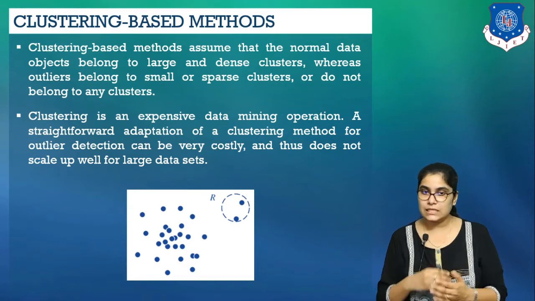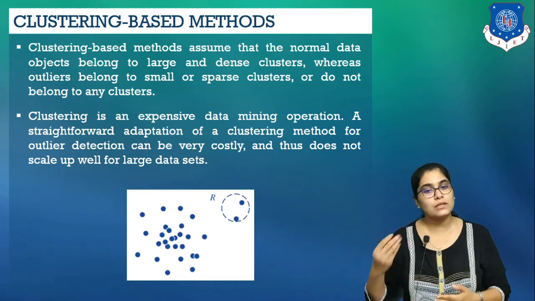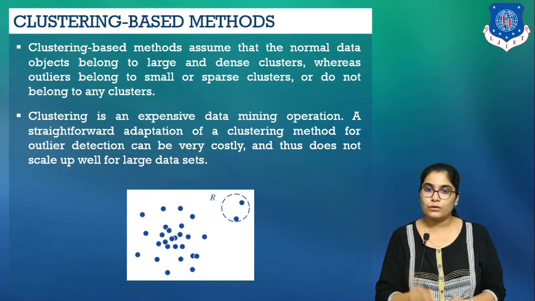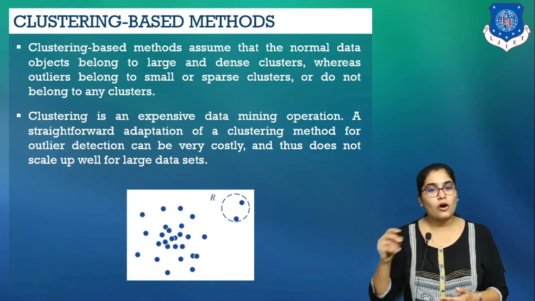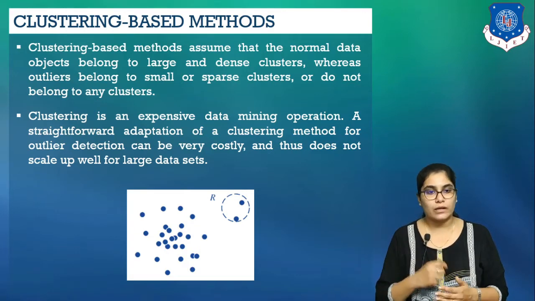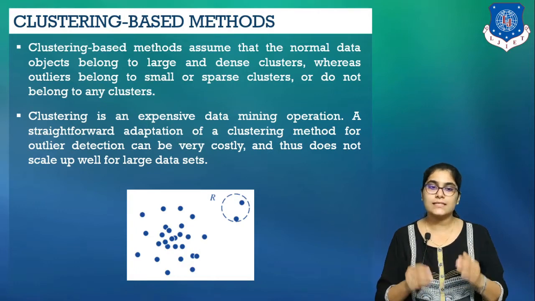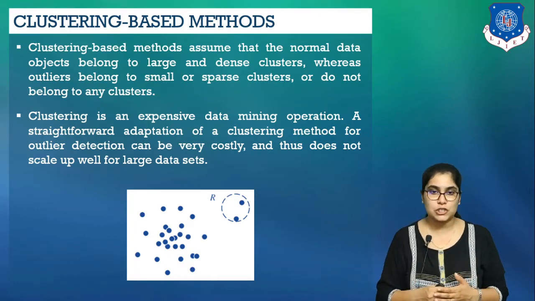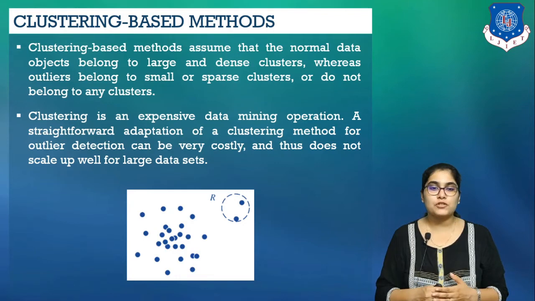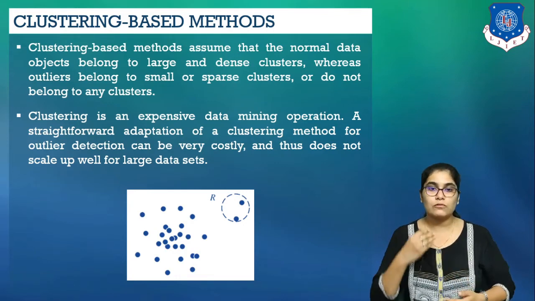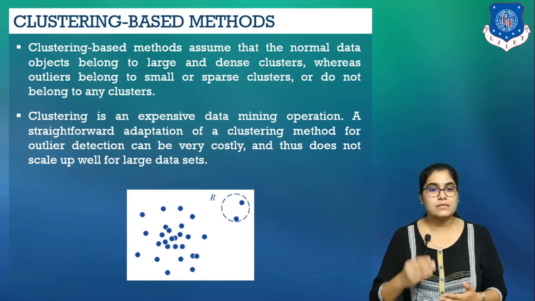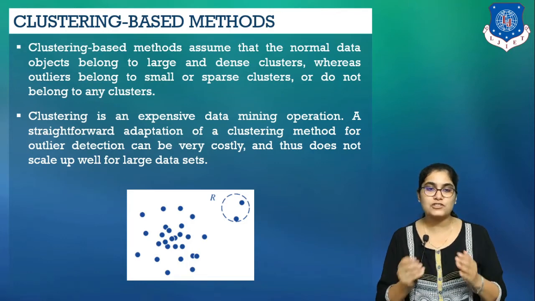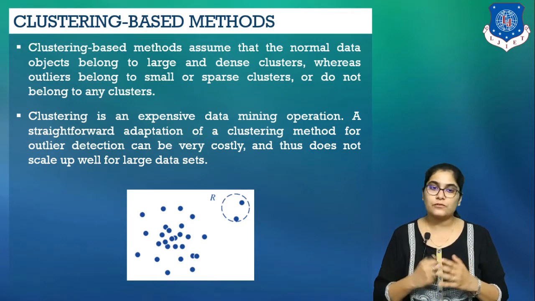Cluster C1 is large in comparison to cluster C2, and therefore a clustering-based method asserts that the two objects in R are outliers. Clustering is an expensive data mining operation. A straightforward adaptation of a clustering method for outlier detection can be very costly and therefore does not scale up well for large datasets. So that's it for this lecture.